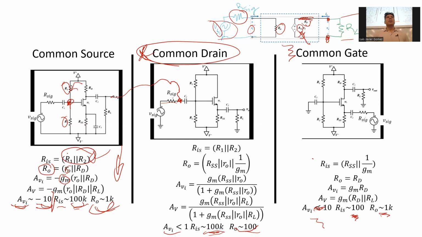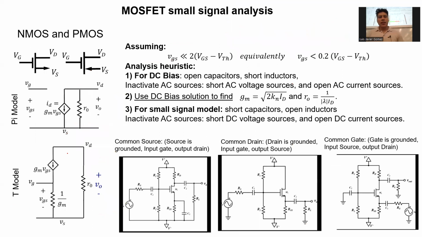But that's kind of how most of the engineering would go. All right. So last week we went over this small signal analysis. We derived these linear models for NMOS transistors for the small signal, and we derived the heuristic, which was basically solve for the DC bias, plug in gm and plug in ID to find gm and ro.